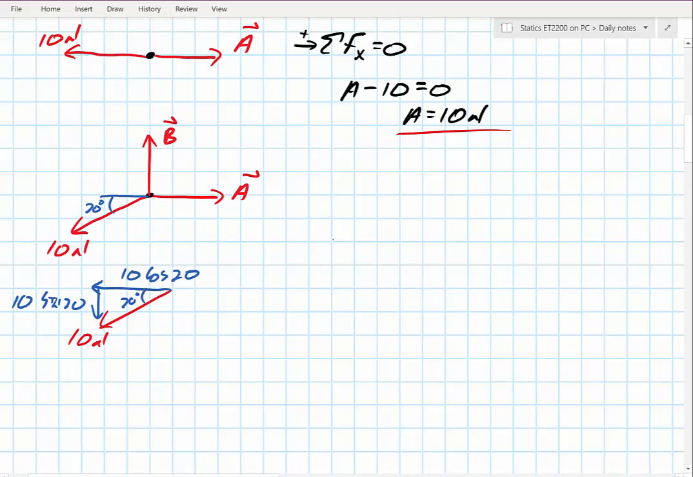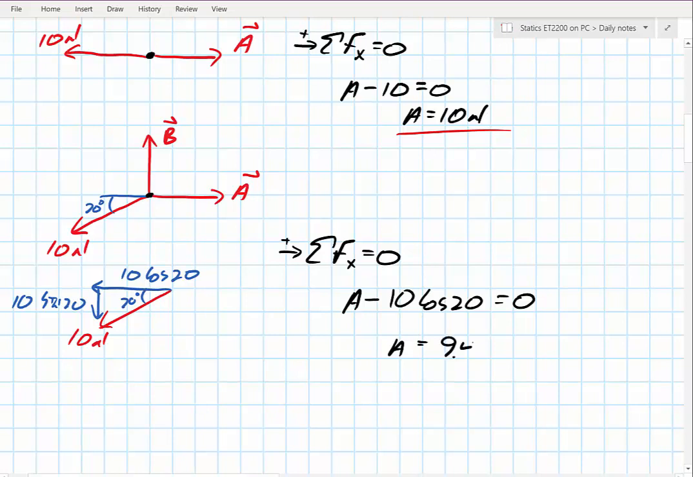So in this case, if I want to know what vector A and vector B are, I could use sum of the forces in the x direction equals 0. Once again, to the right is positive. I have A in the positive direction minus the component in the x direction, 10 times the cosine of 20, is equal to 0. And that gives me a magnitude of vector A that's equal to 9.4 newtons.